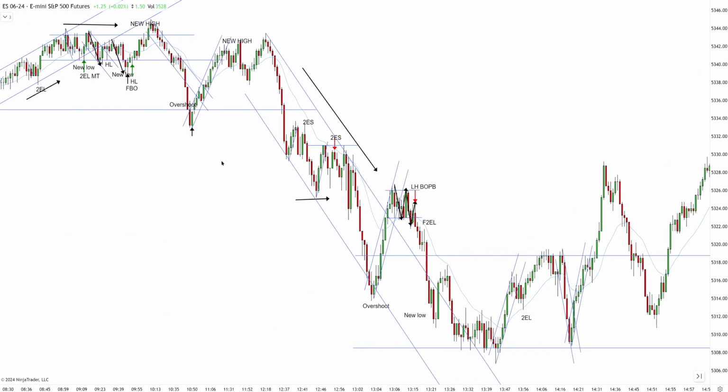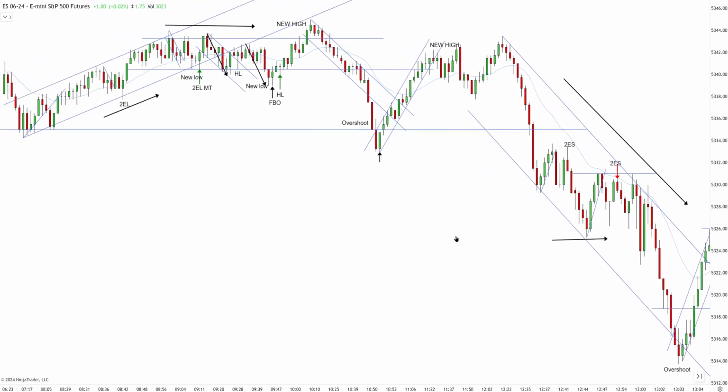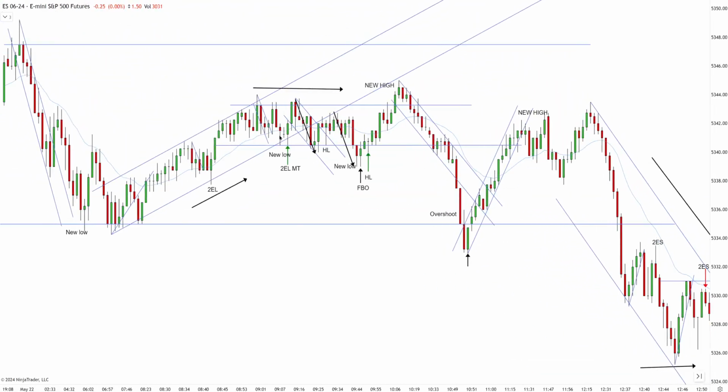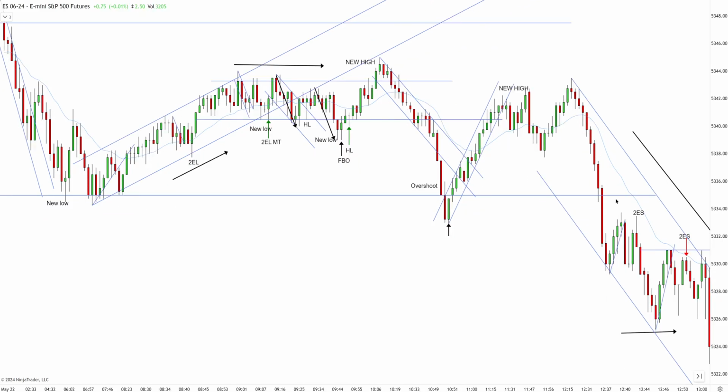Downtrend break in extreme. We started with very slow price action, but it was a textbook breakout pullback, new extreme reversal, and then the downtrend started.